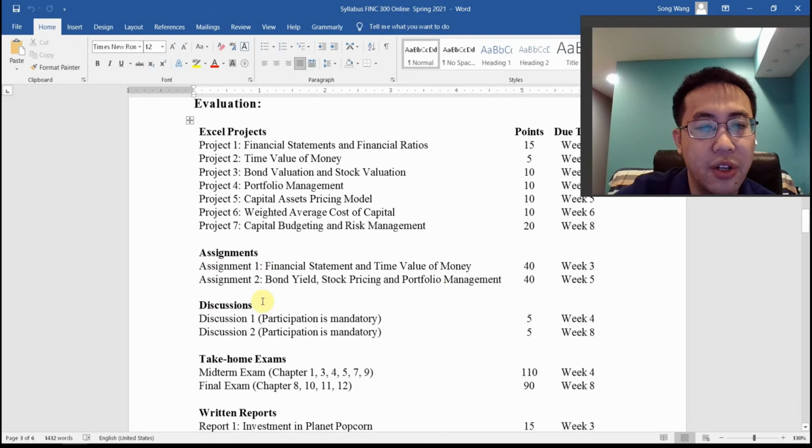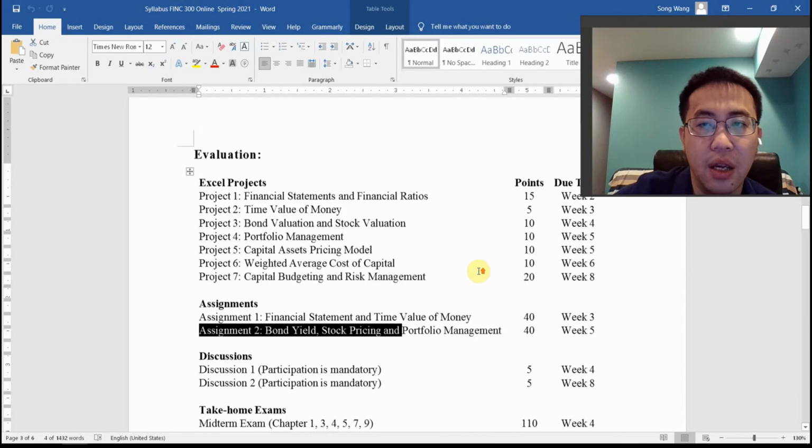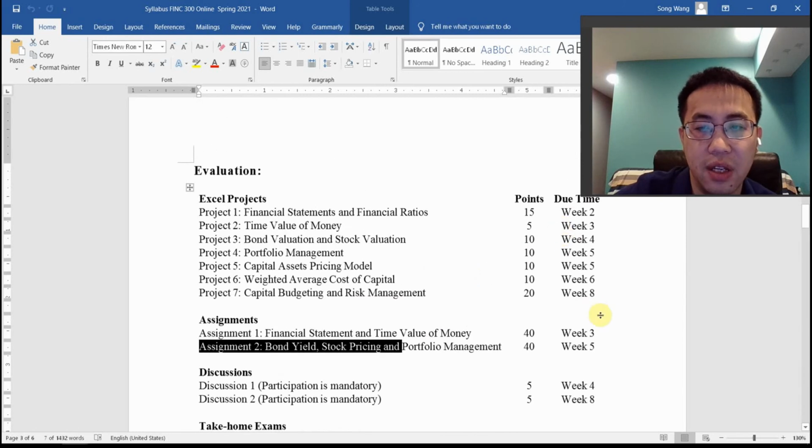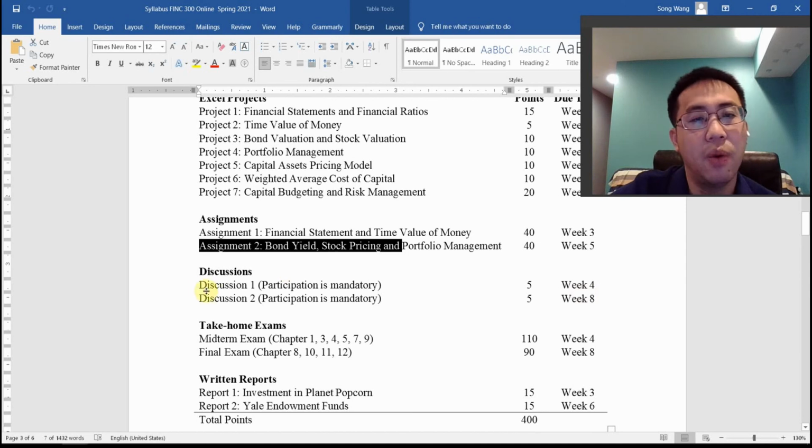Okay, but for the others, there could be something new. For example, your first assignment is about financial statements and time value of money. So there will be questions that you didn't see before in the lectures, but similar. Just not exactly the same, but similar, just to assess how much you have learned from the class. So that's for assignment 1, and this is for assignment 2. And you will see the due time for each of these assignments. We have the first assignment due in week 2, and the last one, of course, will be due in the 8th week.